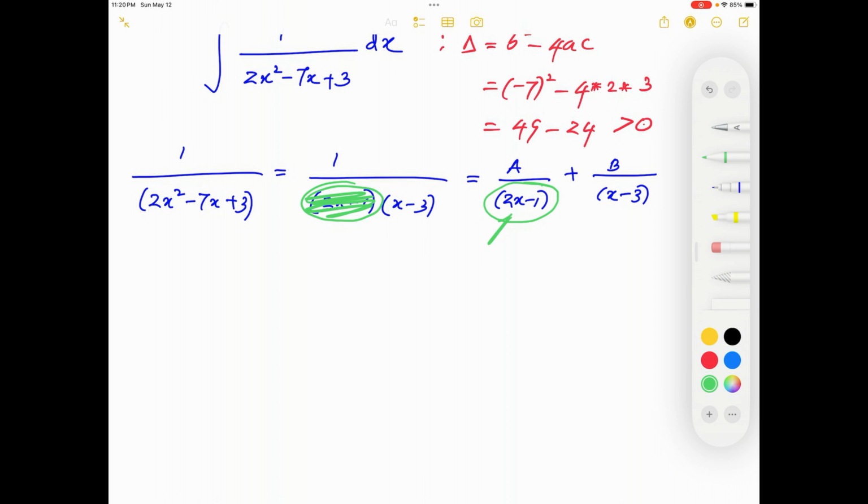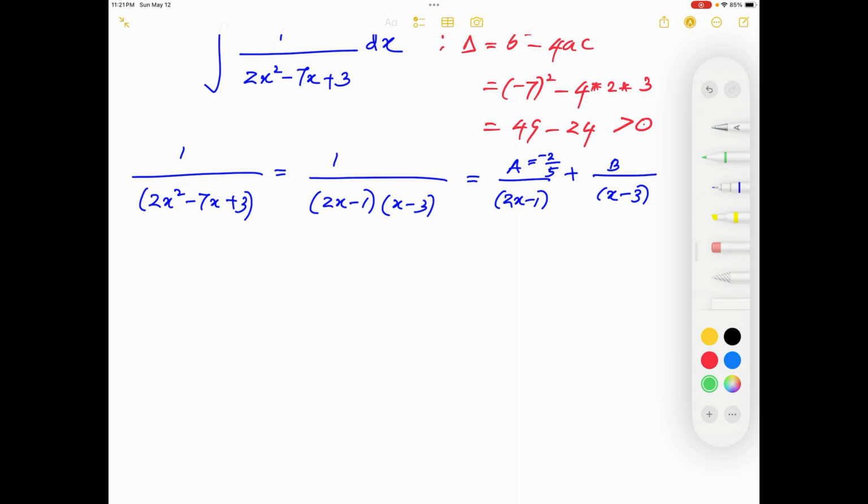We know that this denominator will be equal to 0 when x is equal to 1/2. We replace that value in the rest of this on the left hand side. So if you put 1/2 for x, we get 1 over 1/2 minus 3. Now we need to simplify that. 1 over 1/2 minus 3, if you simplify that, it becomes 1 over negative 5/2, which is equal to negative 2/5. So that's our answer for A. A equals negative 2/5.